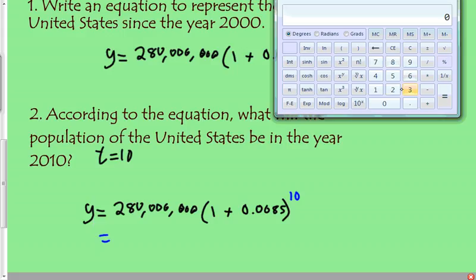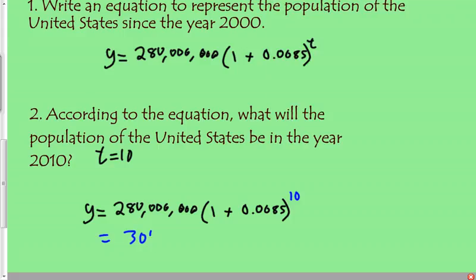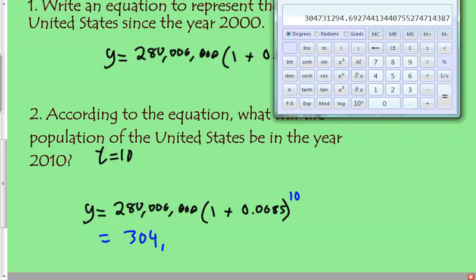So what I'm going to do is 1.0085 raised to the 10th power, and then multiply that by 280 million. And it's going to end up being about 304,731,294.